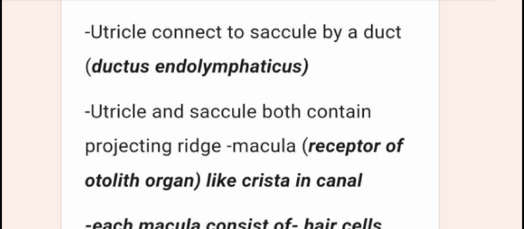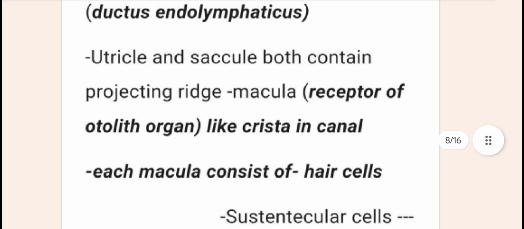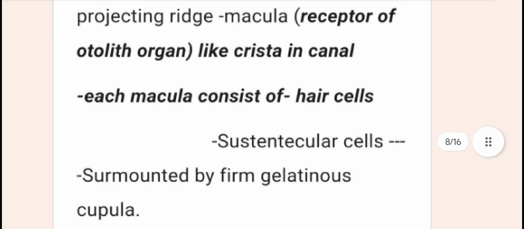Utricle and saccule are the two components of the otolith organ. Both are connected to each other by the ductus endolymphaticus, and both contain a macula, which forms the receptor organ of the otolith organ, similar to the crista in the semicircular canal. Each macula consists of hair cells, supporting cells, also called sustentacular cells, and a gelatinous partition.